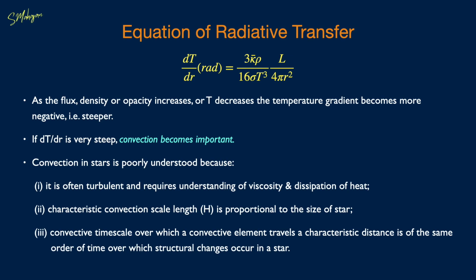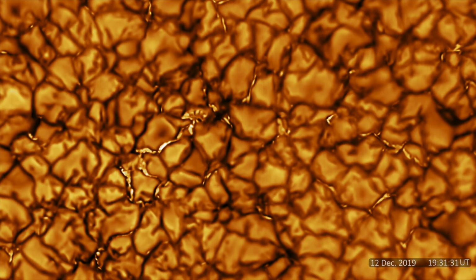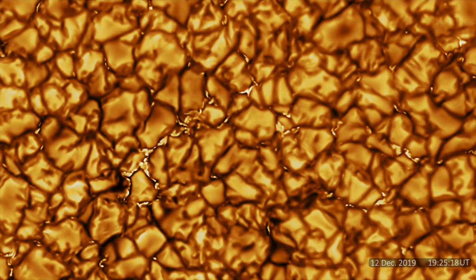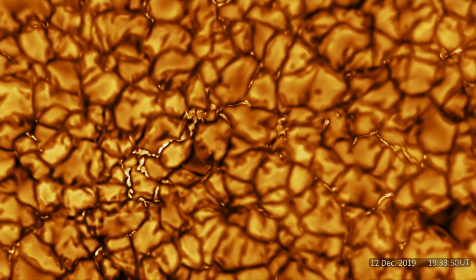So what does this equation of radiative transfer actually tell us? Well, this equation shows that if the temperature gradient steepens a lot, convection becomes important in a star and hot parcels of matter will move up and the cooler ones will sink down, just like we see in the case of the Sun.